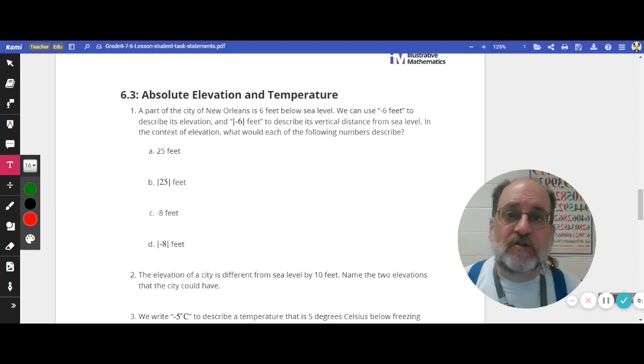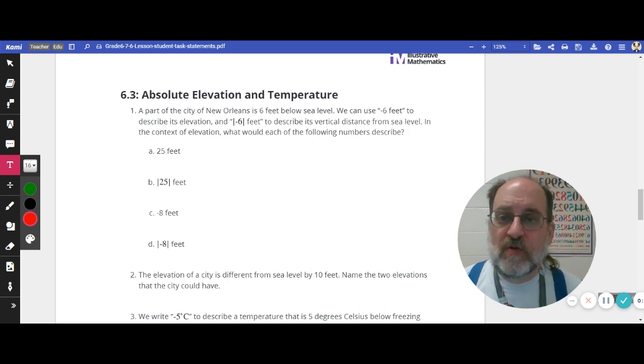Hey everybody, Dr. Schlater, Unit 7, Lesson 6, Activity 6.3, Absolute Elevation and Temperature. We've talked about elevation and temperature as good examples of where to use negative and positive numbers. Let's talk about how we use absolute value as well.